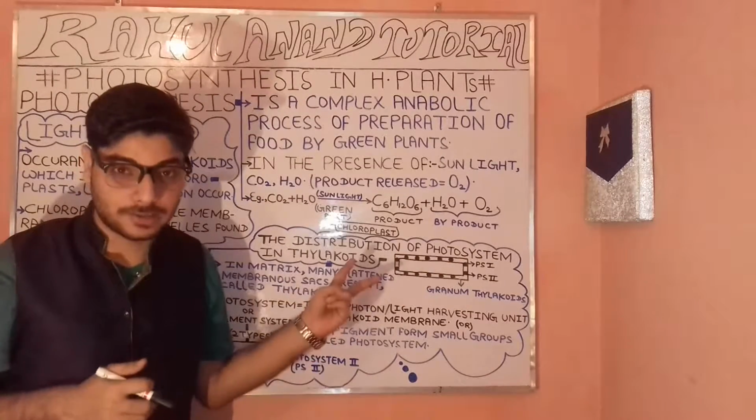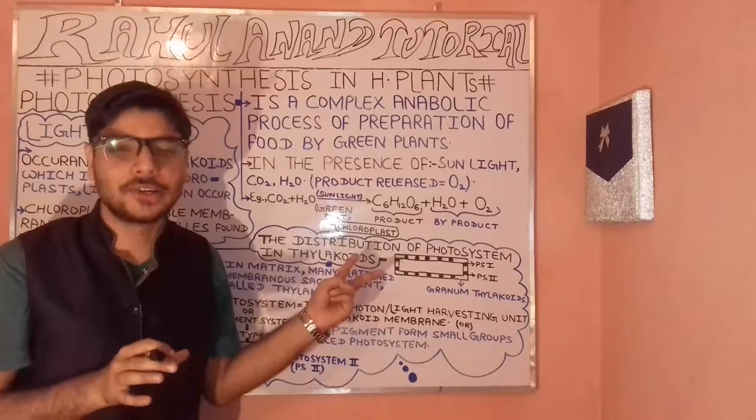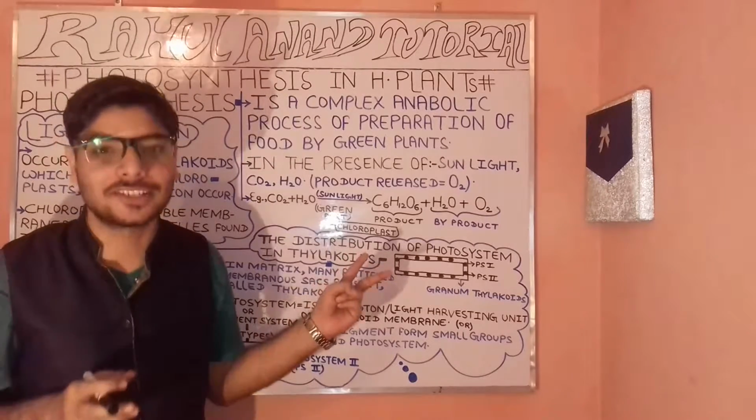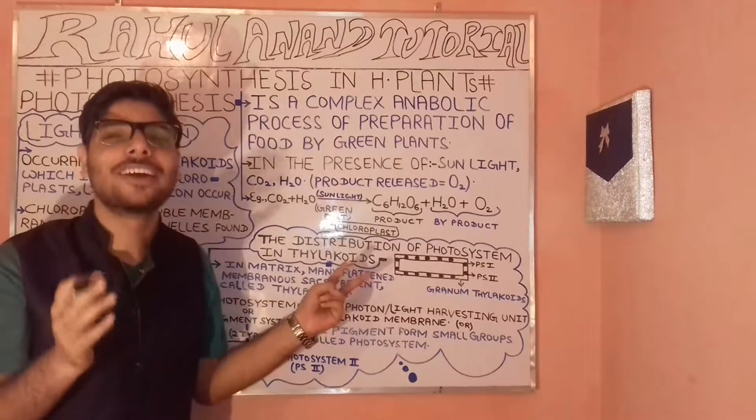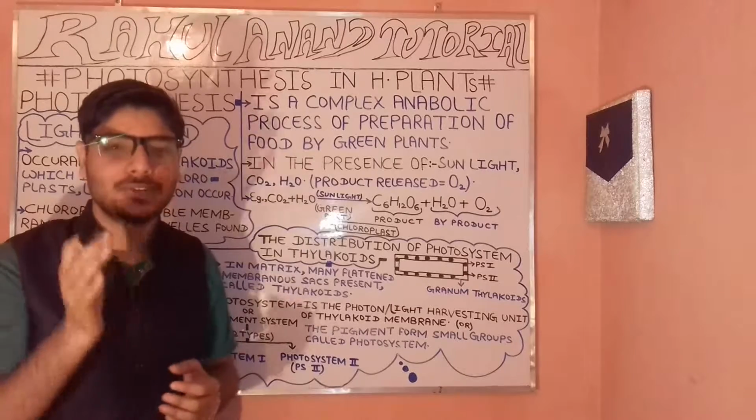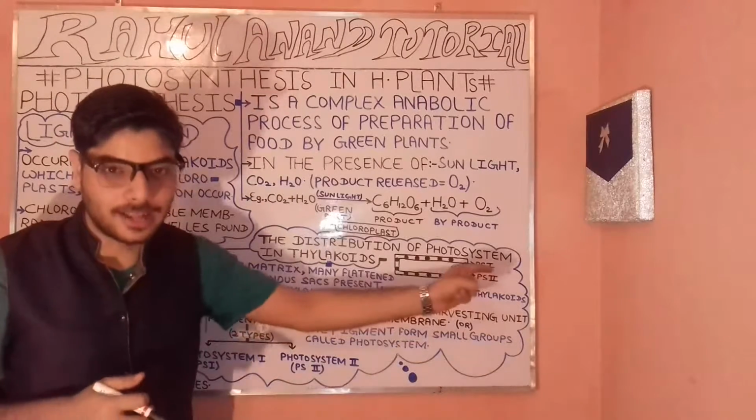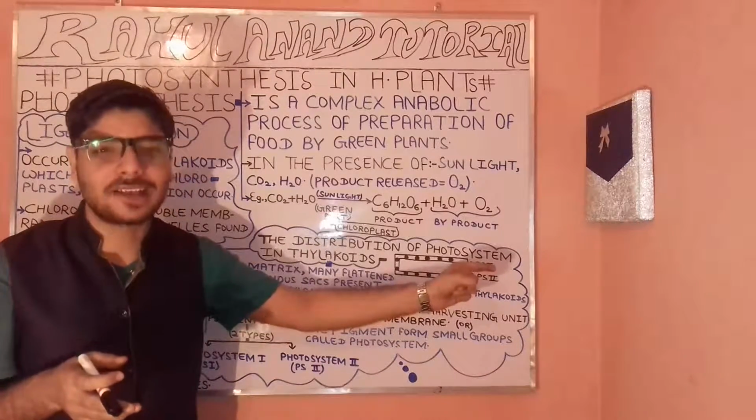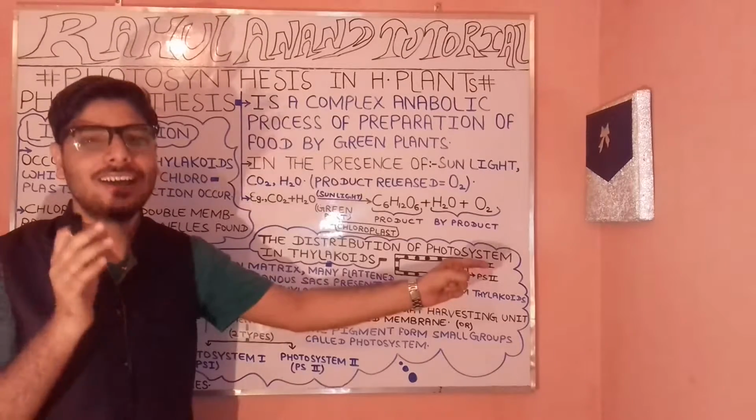We have two parts on our product side. C6H12O6 will be the main product. Then the H2O plus the diatomic oxygen will be the byproducts.